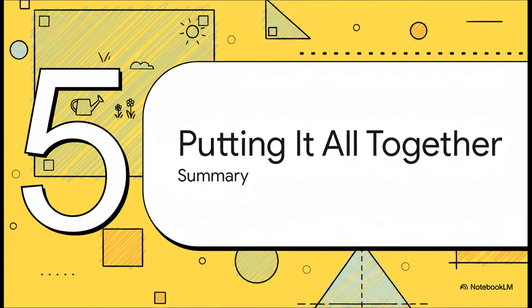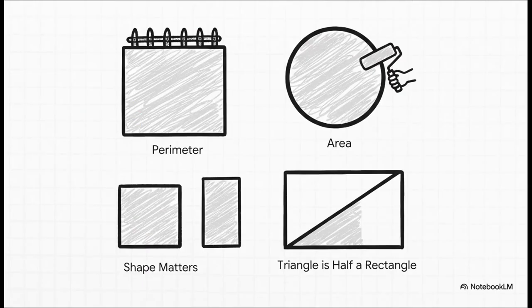All right, we have covered a ton of ground. Let's do a quick fire round of the most important ideas so they really stick with you. So here are the 4 biggies. Number 1, perimeter is the fence, the distance around. Number 2, area is the paint, the space inside. Number 3, and this is the cool one, the same area can have totally different perimeters depending on the shape. And finally, number 4, a triangle's area is just half of the rectangle it fits inside.